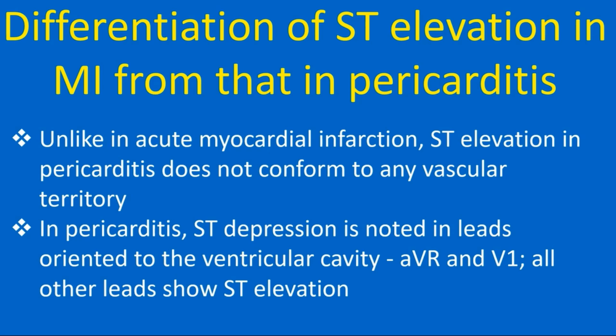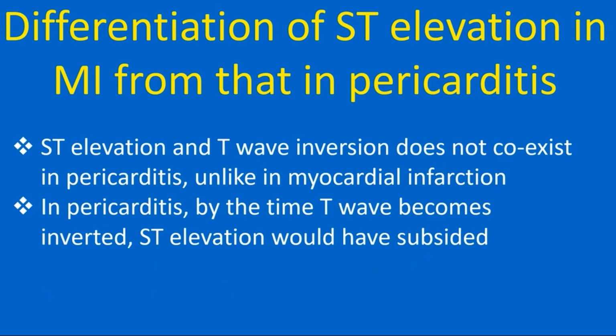In pericarditis, ST depression is noted in leads oriented to the ventricular cavity, AVR and V1. All other leads show ST elevation. ST elevation and T wave inversion does not coexist in pericarditis, unlike in myocardial infarction. In pericarditis, by the time T wave becomes inverted, ST elevation would have subsided.